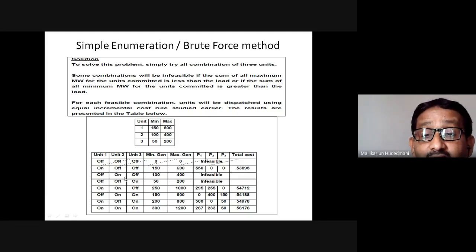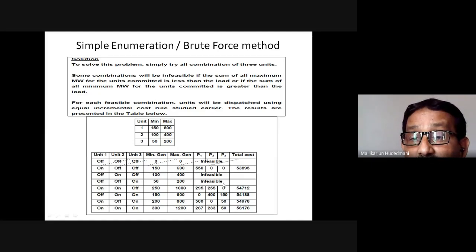The next combination of a single machine is off, on, off. Only machine 2 is chosen. Look at this combination status. Minimum is 100, maximum is 400. Can this meet your requirement alone? Definitely no, because the requirement is 550 and you cannot meet it. It is an infeasible state. You can see here.